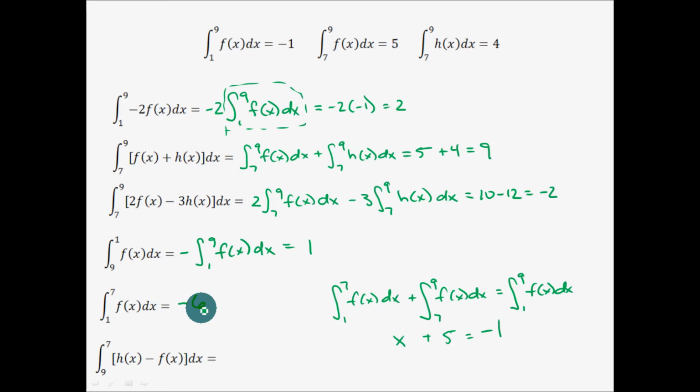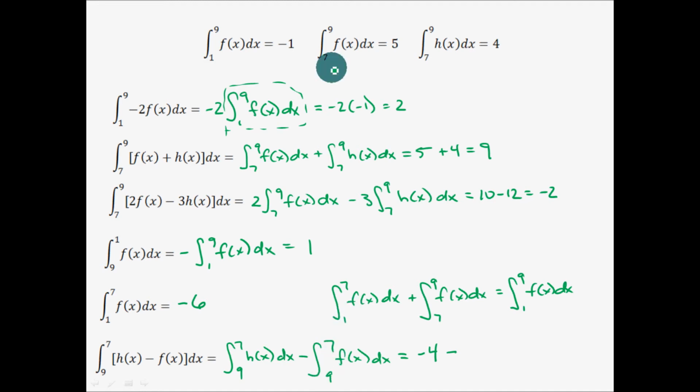All right, last one. With subtraction, I'm going to split it up. So the integral from 9 to 7 of h(x) dx, minus the integral from 9 to 7 of f(x) dx. I'm going to erase this just to make some room. Once again, we have to do the flipping of the limits thing, so that's no big deal. The integral from 9 to 7 is the opposite of the integral from 7 to 9, and that's h(x), so it's -4, minus the integral from 9 to 7. I have to take the opposite of the 7 to 9 one, so minus -5. So -4 minus -5, that's -4 plus 5, giving us a grand total of 1.